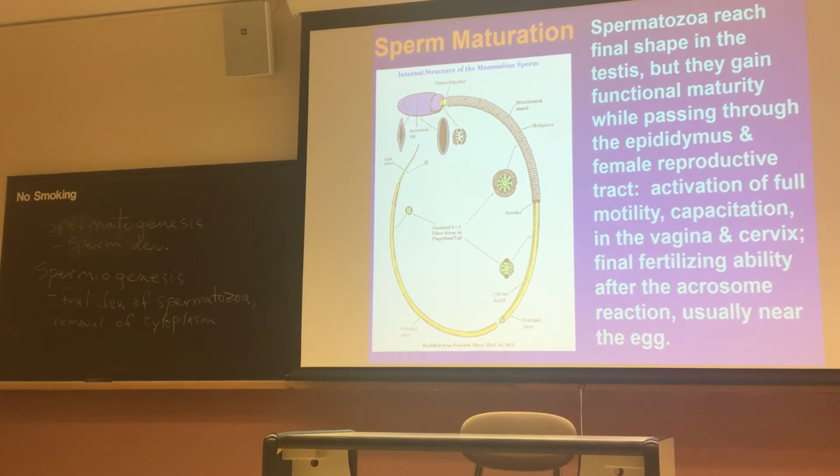Capacitation involves the stripping away of those proteins that were deposited on the sperm while it was passing through the epididymis and the male tract. And capacitation is accomplished by acidification of the medium, which is something that normally occurs when semen, which tends to be alkaline, is deposited in the female reproductive tract, which tends to be slightly acidic.